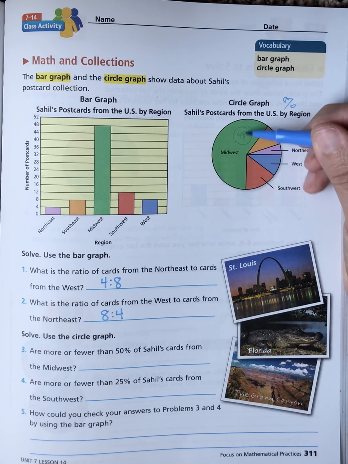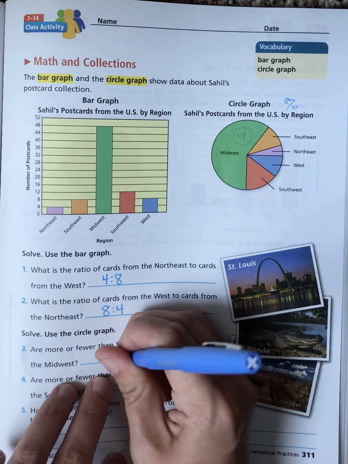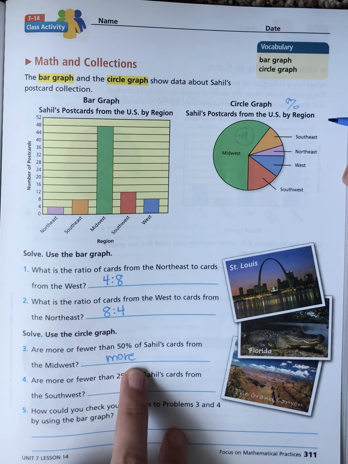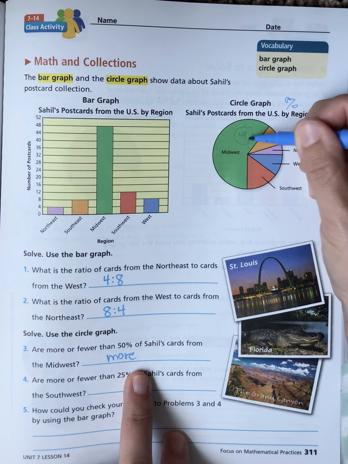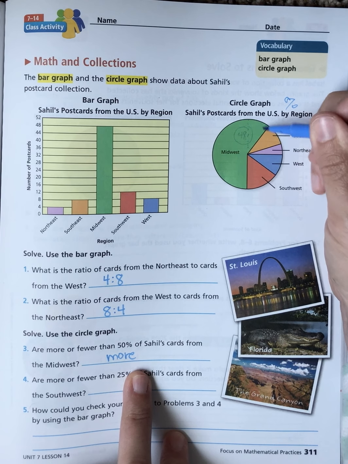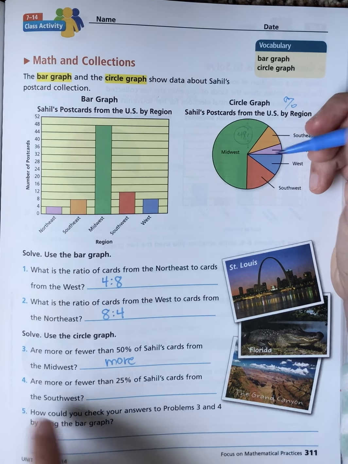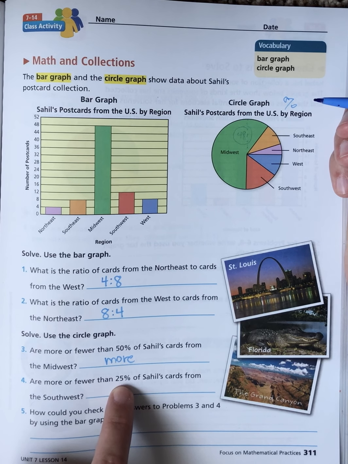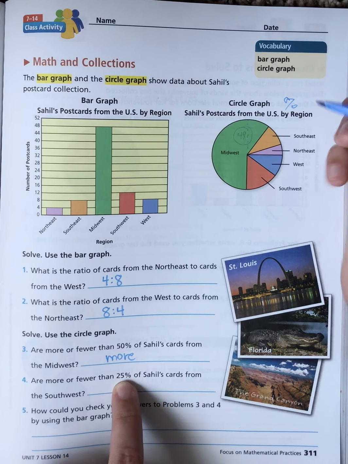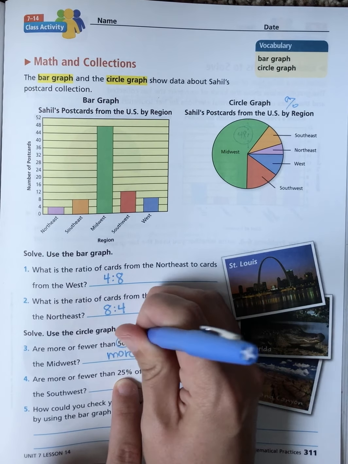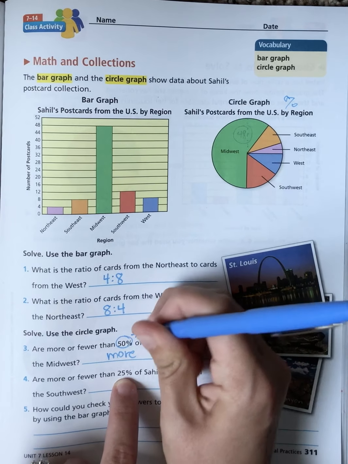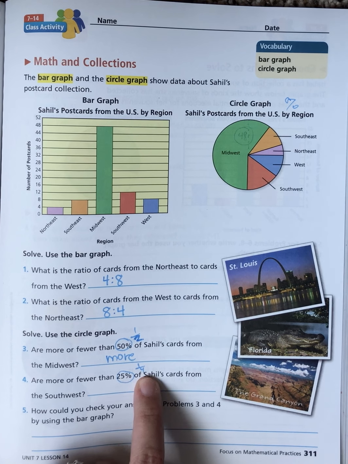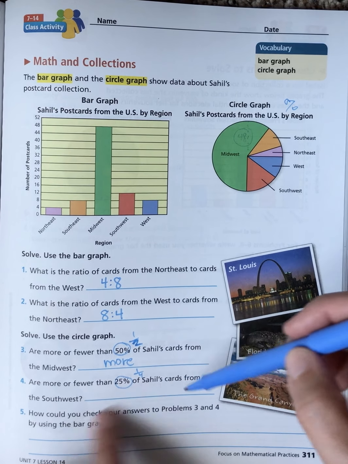The Midwest is this one in green. I can tell very easily that more than 50% are from the Midwest, because 50% would be right here, and there's extra green after that, so it's more than 50%. Are more or fewer than 25% of Sahil's cards from the Southwest? Well, 25%, here I should make a little note that 50 is like half, and that 25% is like 1/4, if you're thinking of money, from the Southwest.